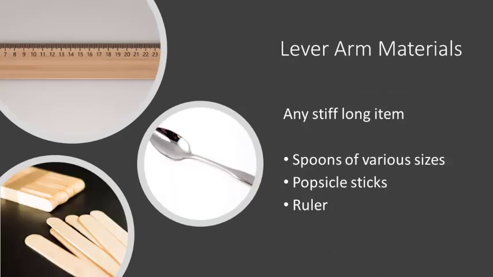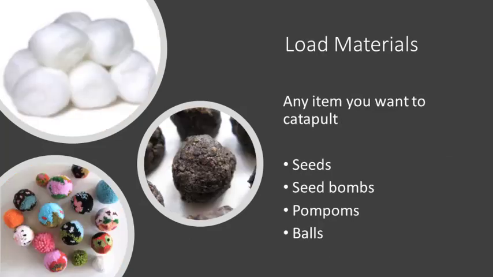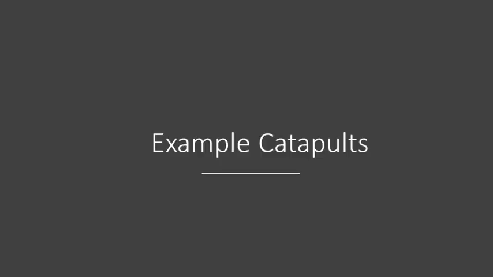Here are some examples of lever arm materials. It could be any stiff long item such as spoons of various sizes, popsicle sticks, rulers. Finally, you are going to need your load materials, and that's any item you want to catapult, such as seeds or seed bombs, pom-poms, balls. Once you have gathered your materials, you can go ahead and make a catapult. I'm going to show you some examples.